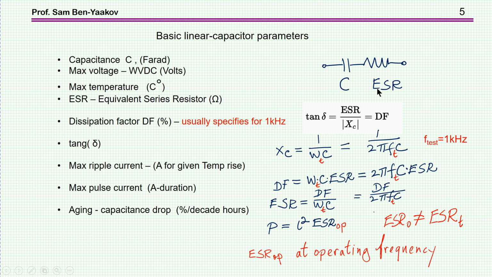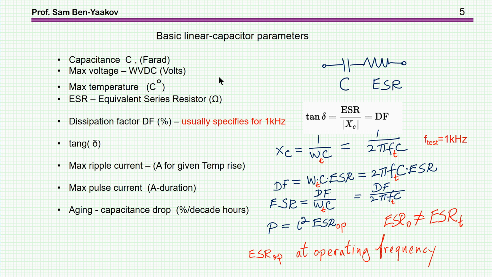Now, the value of this ESR is either given, or many times it's given in a sort of hidden way as a dissipation factor. Sometimes only dissipation factor is given, sometimes both of them, sometimes only ESR. It's not consistent. Now, what is a dissipation factor? Dissipation factor here is in fact the ratio between the resistance of the real part and the reactive part of the capacitor. It's also equivalent to tan delta. Delta is the angle between these two.